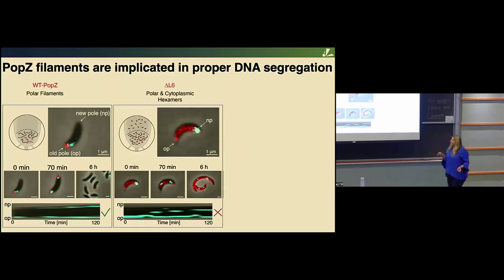Now, you might think that, and also you can see that POB-Z is now not maintained at the pole anymore. That's actually just the delta 6 that is here. You might say that's because of that.